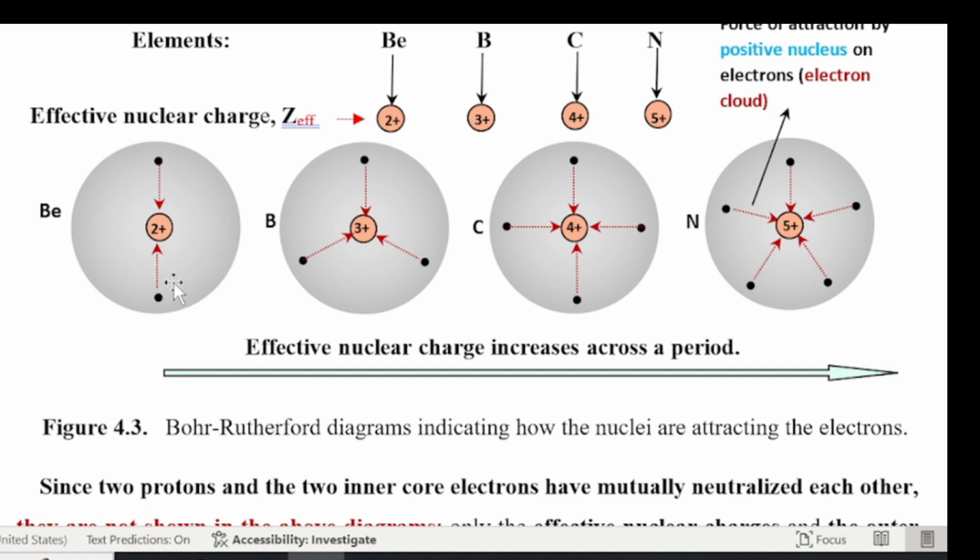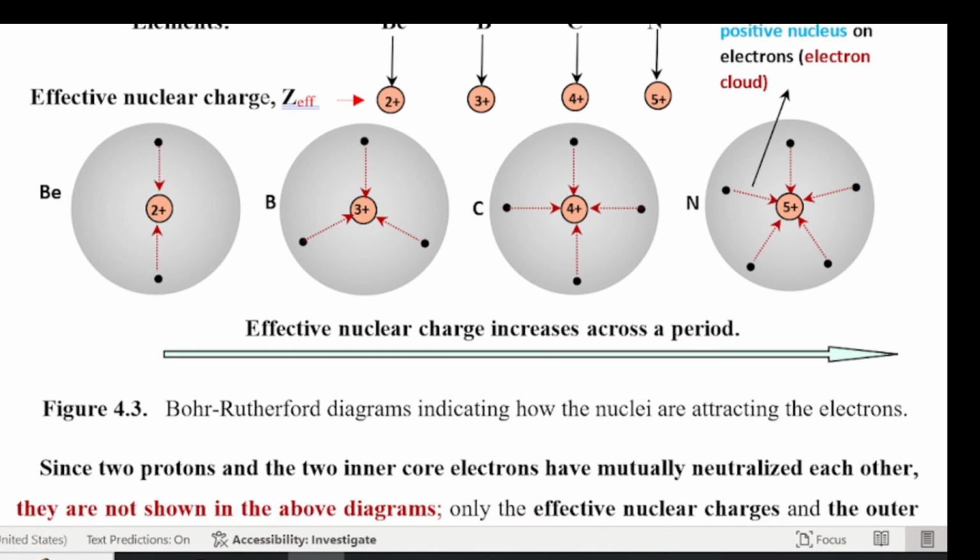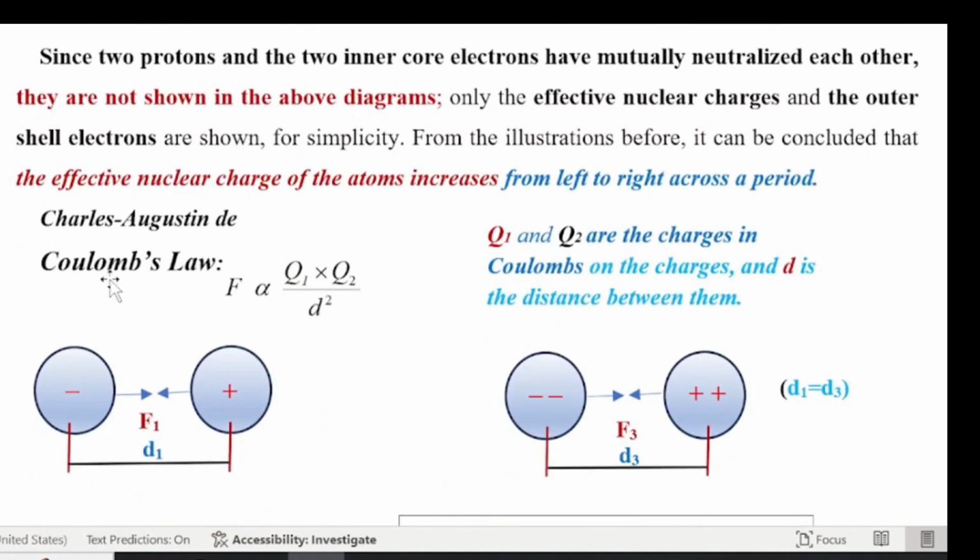So we'll discuss now Coulomb's law, and Coulomb's law will enable us to tell which one of these nuclei here will pull in the electron shell closer to the nucleus, to itself. So let's take a quick look at Coulomb's law. Full name, Charles Augustin de Coulomb. What Coulomb is saying is that the force between 2 charges, say Q1 and Q2, is directly proportional to the magnitude of the charges, but it is inversely proportional to the distance squared.